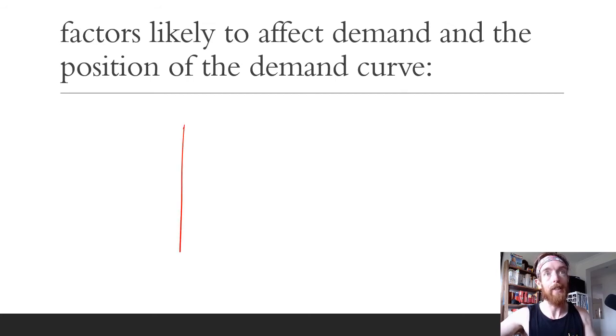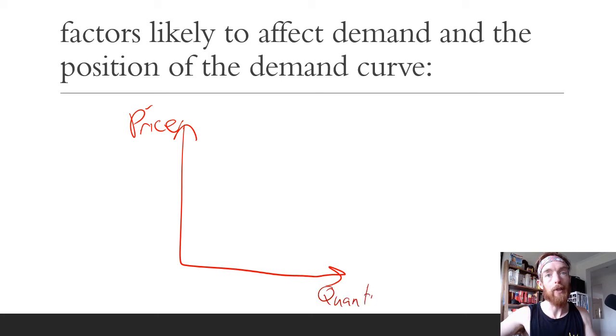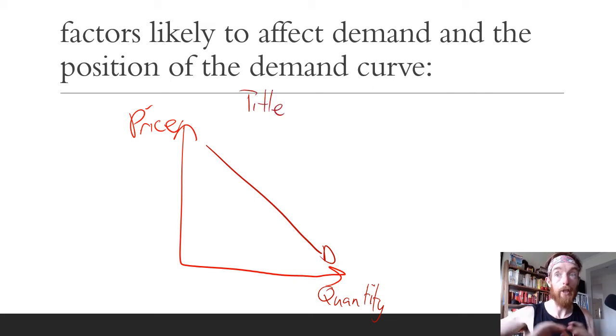So this is just saying things that are going to cause shifts. So when we've got a demand curve, you need to be able to talk about things that are going to cause a whole new demand curve. So when we're doing this, you're going to need to be able to talk about anything that's going to create more demand at the same price.